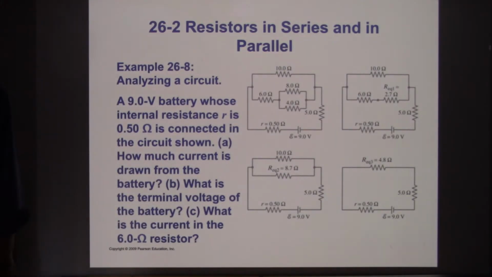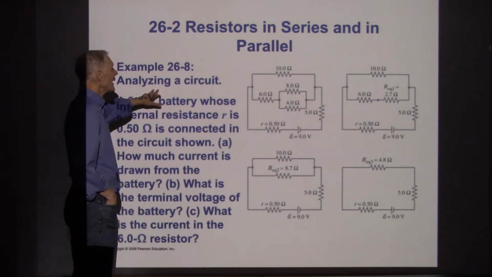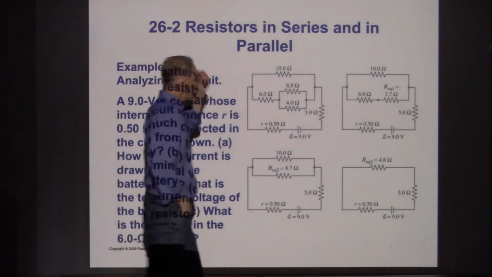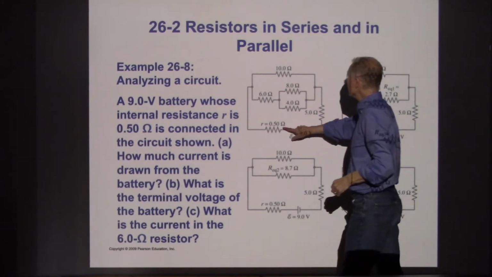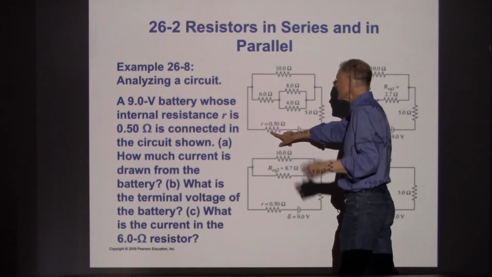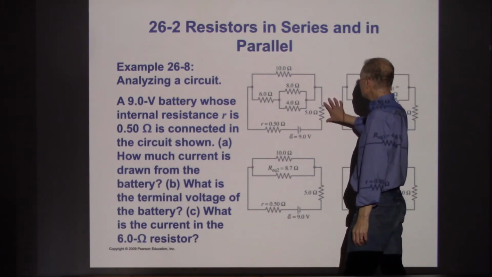All right, the circuits get more complicated. And so here's another example, analyzing a circuit. What we have in this one is a 9-volt battery. I've got a little bit of resistance here. It seems like this is an internal resistance that they're referring to. I've got 5 ohms here.